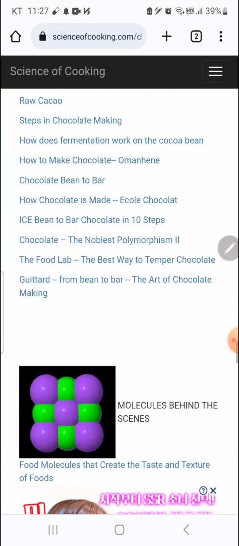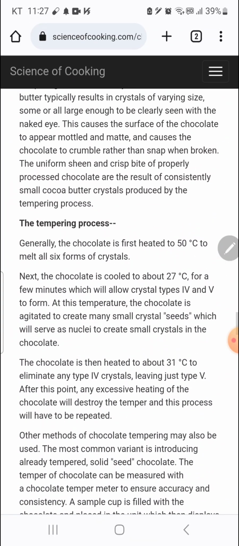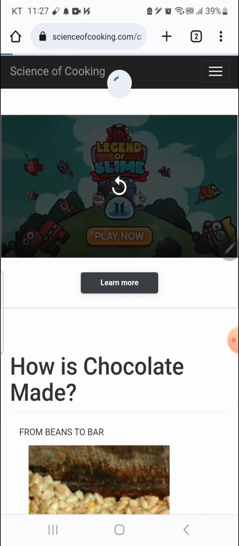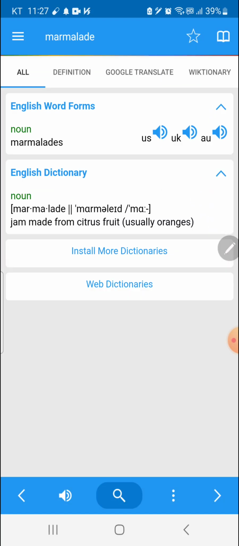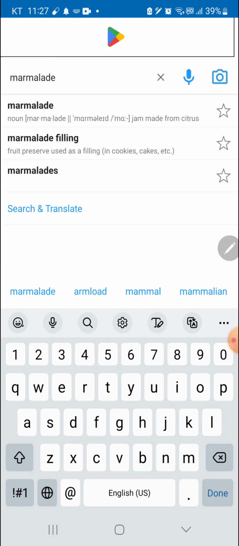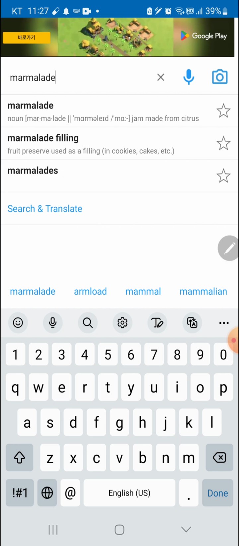Quite a lengthy article. We just learned the words mucilage, mottled, matte and so on, and nip. Thanks for listening. I have to go to bed, but before I go, let's look up the word marmalade, and also we learn what a marmalade is.